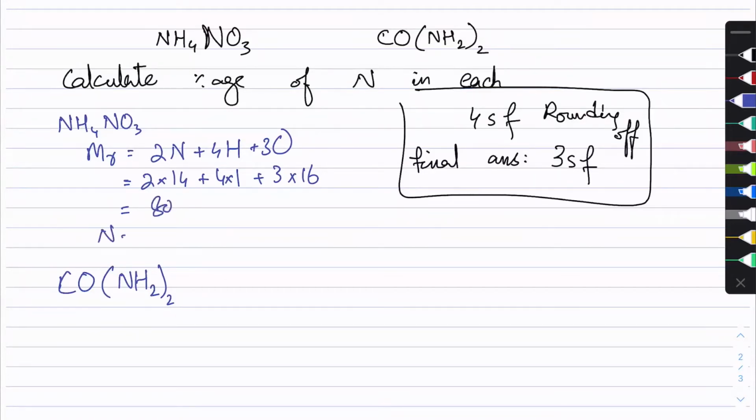Now, nitrogen is going to be just this 2 times 14 part. So that is 28 out of 80 times 100%. So yeah, that is 35%.